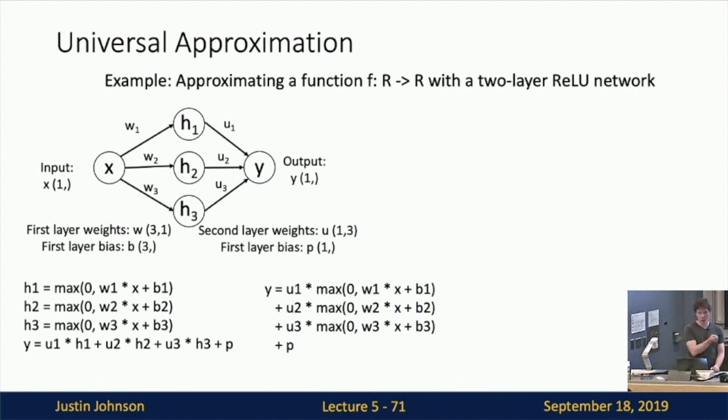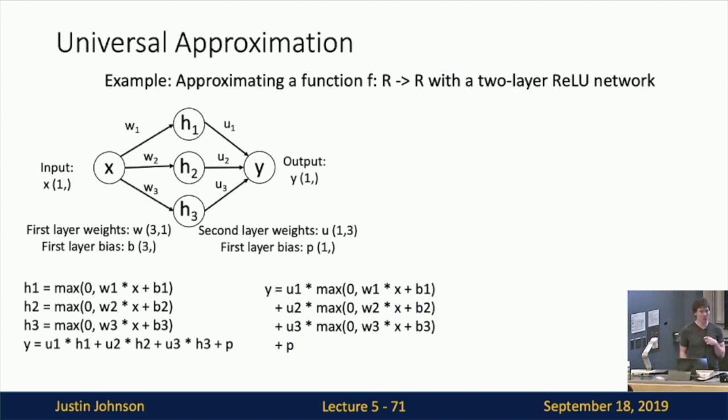as a scalar value u from the second weight matrix times this maximum of 0 and an element in the first weight matrix times the input minus a bias. And then the final output y decomposes into the sum of these three different terms.